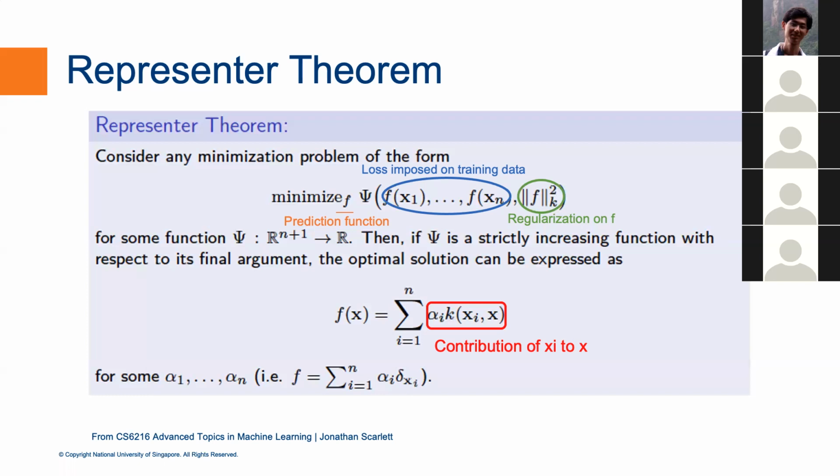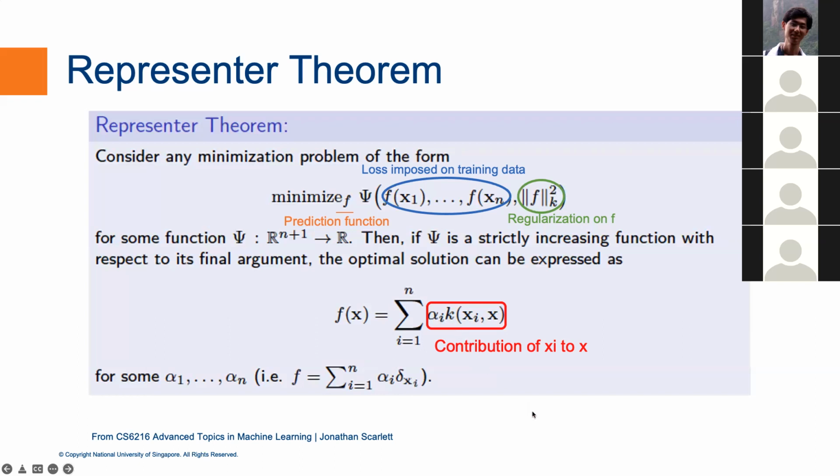But for alpha i, they don't consider this. If they can calculate the alpha layers, maybe they are more optimized. Might be, I'm just saying might be. They have a more optimized alpha to further improve their effectiveness. Yes. And this alpha i times kernel can be used as the contribution of xi to x.